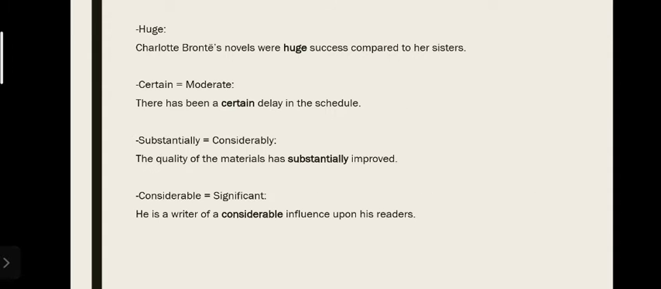Okay. The next word we have is huge. Huge, of course, means to a great extent. Charlotte Bronte's novels were a huge success compared to his sisters. Charlotte Bronte's novels were a huge success compared to her sisters.